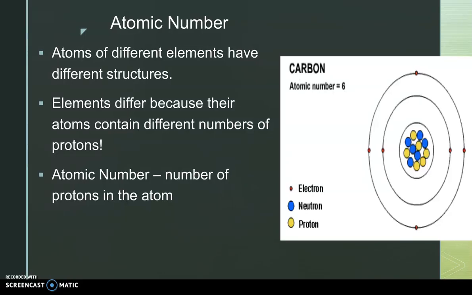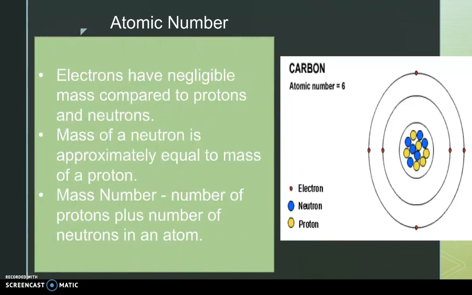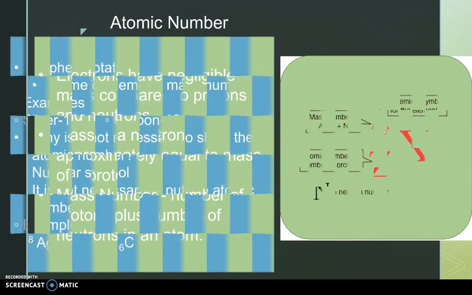Atomic number we've gone over. This is just writing it out again and giving you electrons. They're basically negligible. They're insignificant because they're so small in mass compared to protons and neutrons. So we do not count those in our mass numbers.